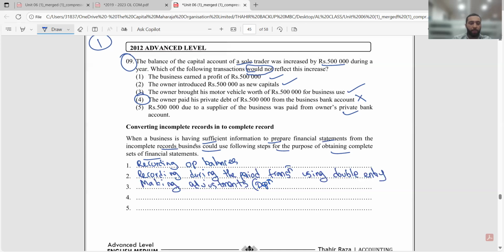Depreciation, impairment loss, prepaid, those things. And then closing balances. Finally, balance the ledger and prepare FS.